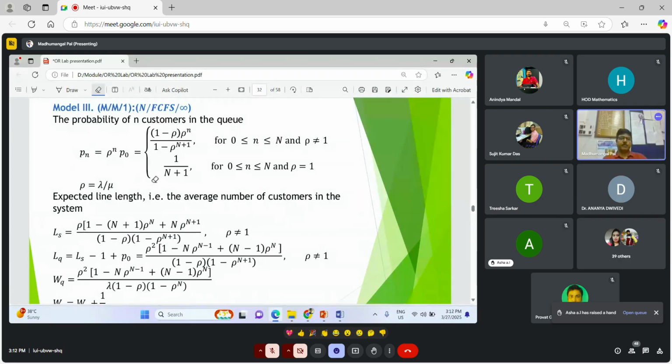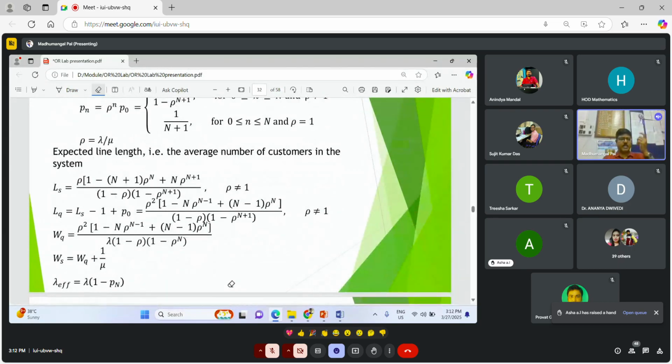So for this case the expression is more complicated. Pn represents the probability of n customers standing in the system. So this is a complicated formula. LS is complicated, LQ is complicated. So for this case, MATLAB code is required. But for the previous case, MATLAB code is not required because the formula is very simple.